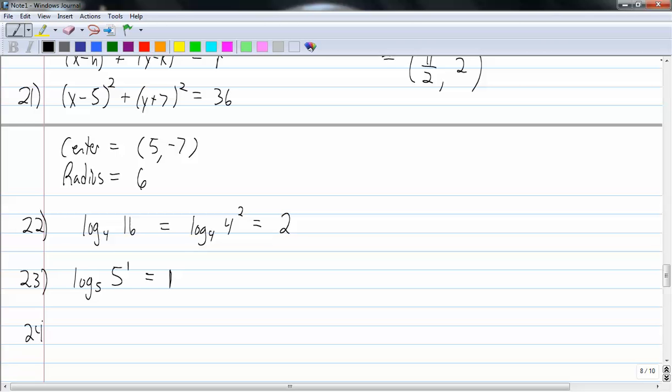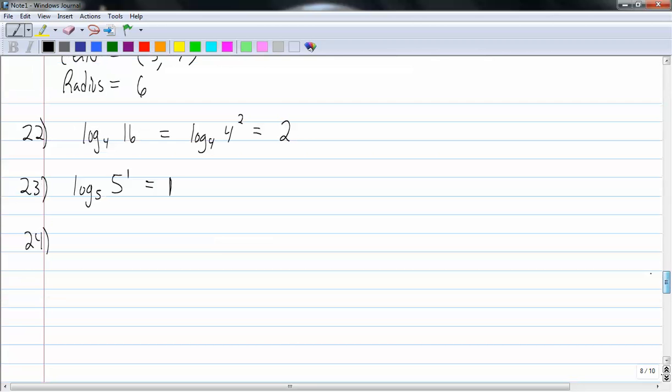Number 24, solve the exponential equation. 2 to the x plus 8 power equals 5. To solve this equation, we need to figure out a way to move this power. And the way that we move this power is by taking the natural log of both sides. That enables us to move a power. So take the power and move it in front. Make sure you put it in parentheses when you move it.